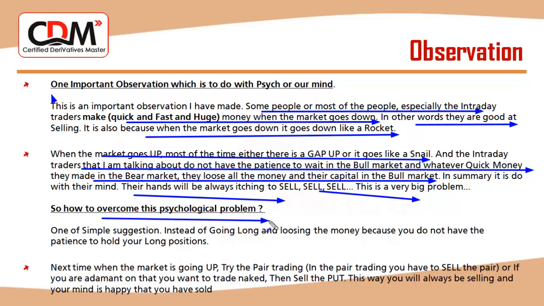So how do we overcome this psychological problem? Next time when the market is going up, try the pair trading concept. With pair trading, you sell the pair. It is very important because pair trading gives you a very good chance of trading every day. Pair trading is a concept which works even in a range-bound market or in a trending market, because with its help we would always be in the trend, whether the trend is range-bound, bullish or bearish. So pair trading is a very important concept for trading in the market.